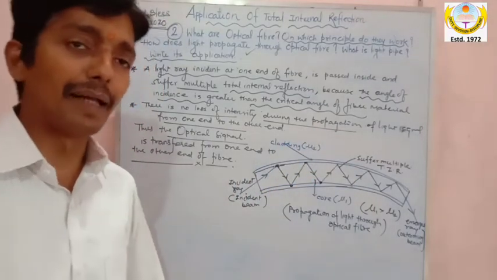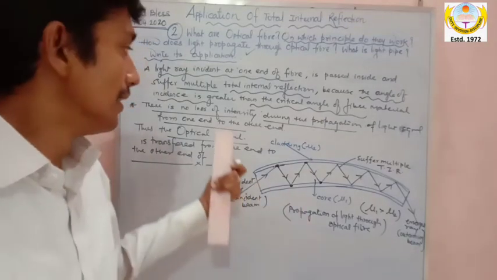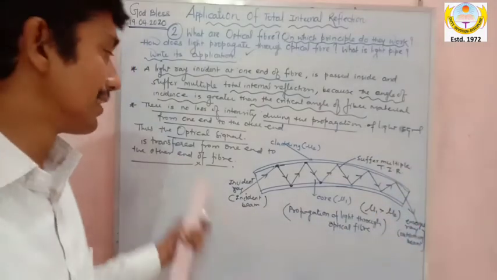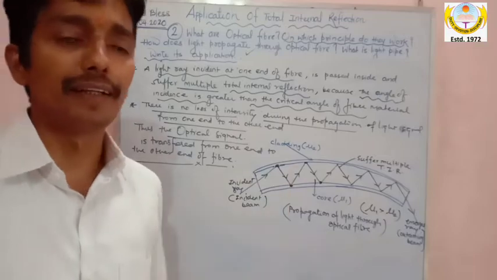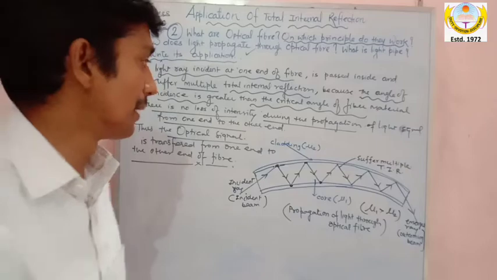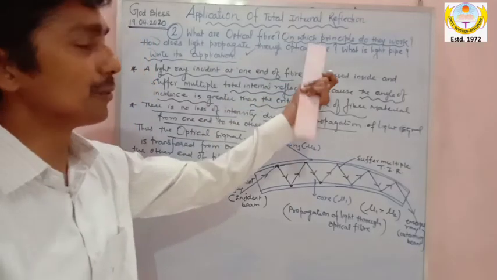Am I clear? And second very important point, sir, there is no loss of intensity during this propagation of light signal from one end to the other end, and this way, my dear, the optical signal is transferred from one end to the other end without any loss of intensity. I hope it is clear, my dear. So this is all about how does the light propagate through optical fiber.